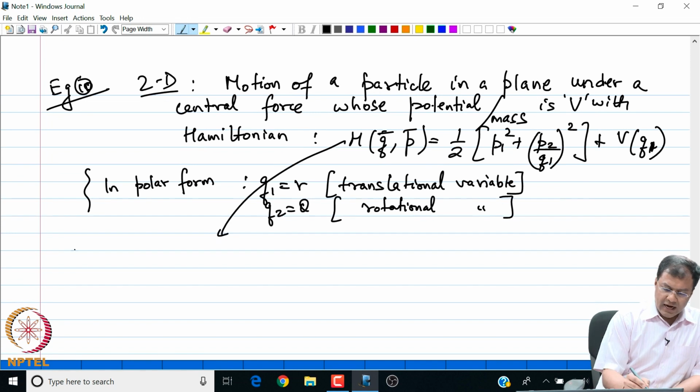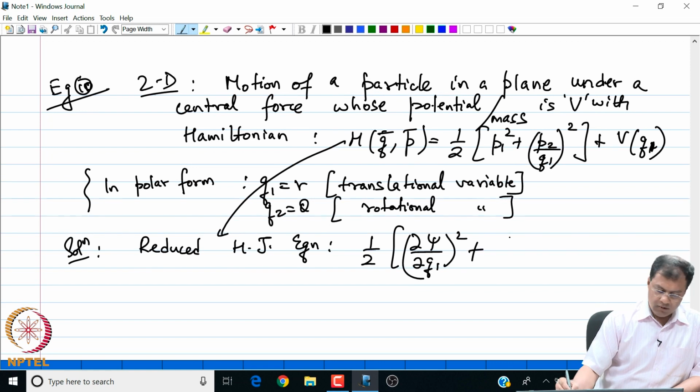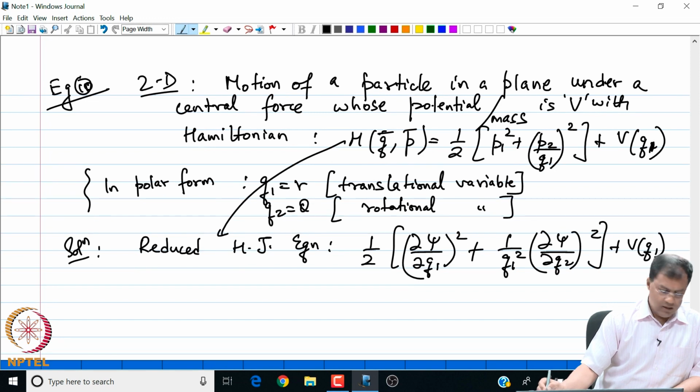So, from here I can write down my solution to the reduced Hamilton-Jacobi equation. I replace my p_i's with del psi del q_i's. So, my equation looks like the following: 1 by 2 of del psi del q1 square plus 1 by q1 square times del psi del q2 whole square, plus V of q1, this is equal to E.